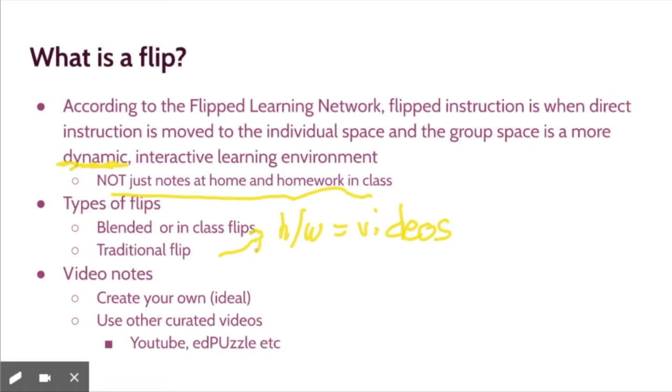A blended flip would be where the videos are there for any point in time for the students to watch. So they don't necessarily have to be watching the videos at home. They might be watching it in class. Katie might be watching video number 1. Bill might be watching video number 2. Everyone is getting what they need in that moment in time.